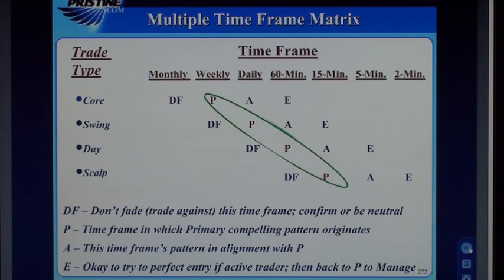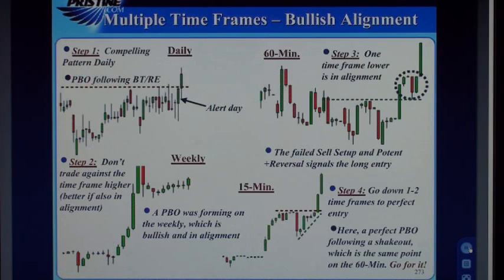And you can refine an entry into that lower time frame. And if you want to go below that, if you're an active trader, you can enter from even yet a lower time frame when that's in alignment with your primary time frame. This is how the matrix would be used.